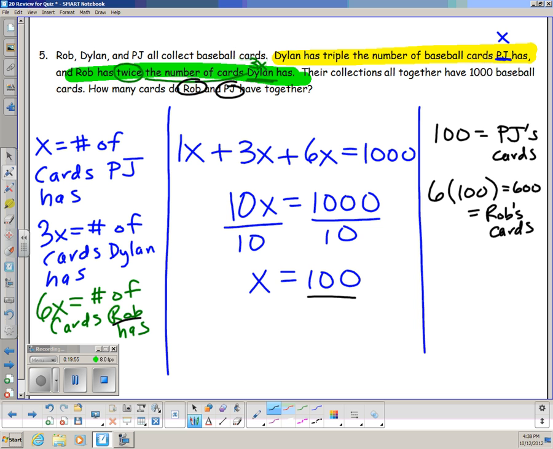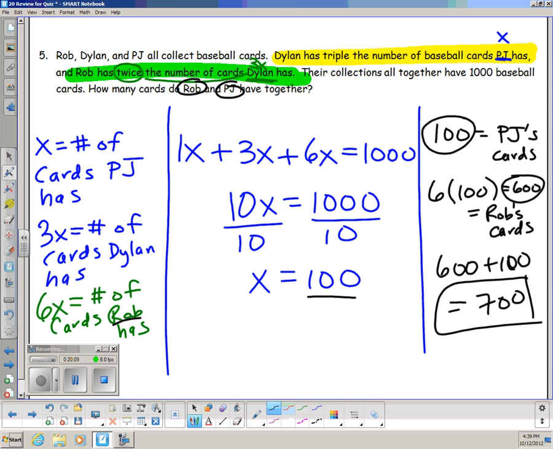And now I want to get the total number of cards Rob and PJ have together. So I'll take my 600 and my 100 and add them together. 600 plus 100 equals 700. So altogether, those two boys have 700 cards.